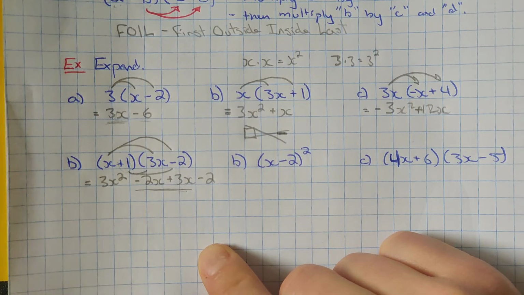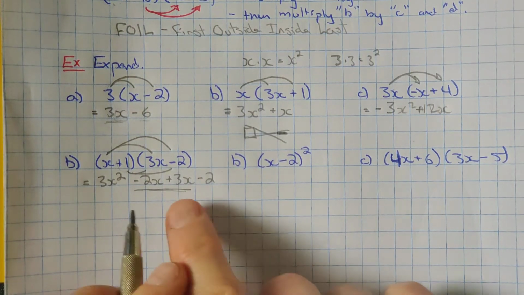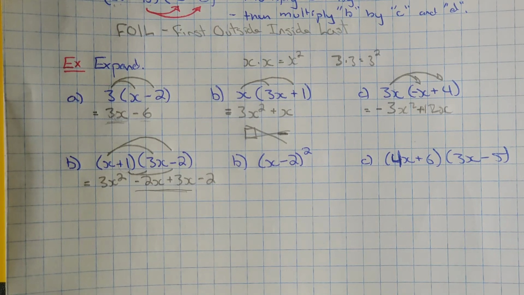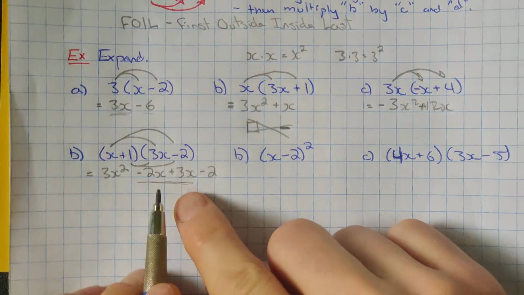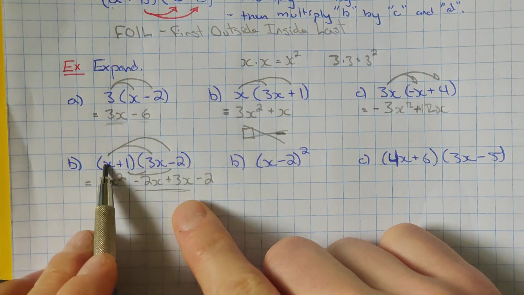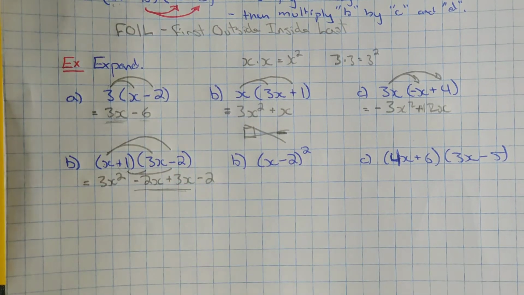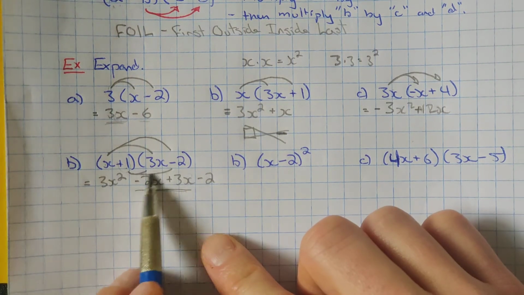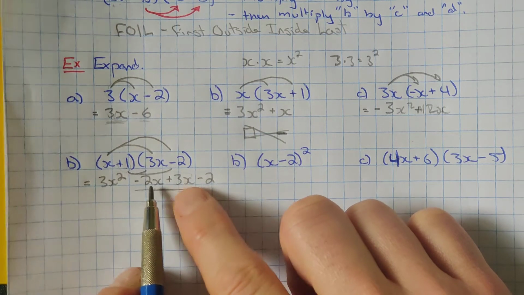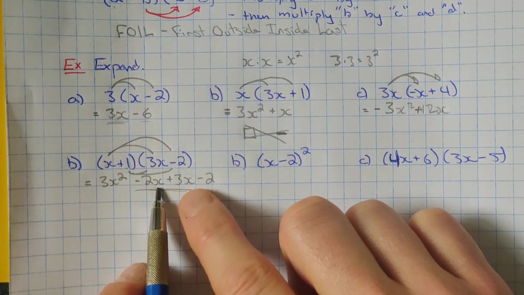In these cases, these two parts here will be the same. If you follow the same order, you do this first, x times these two, and then the 1 times these two. If you follow that order, that FOIL order, first outside, inside, last, you're going to end up with the middle two terms both having the x, or whatever letter, if it's a different letter.